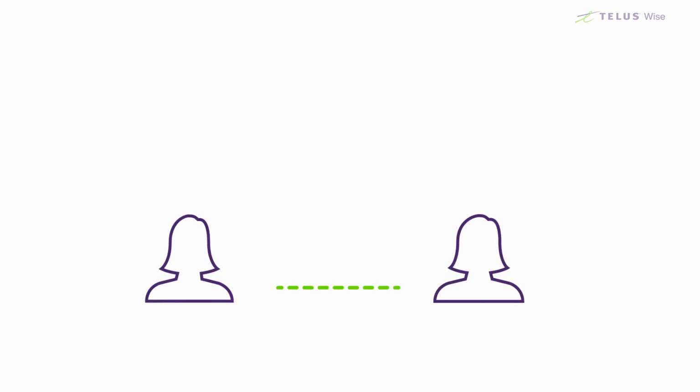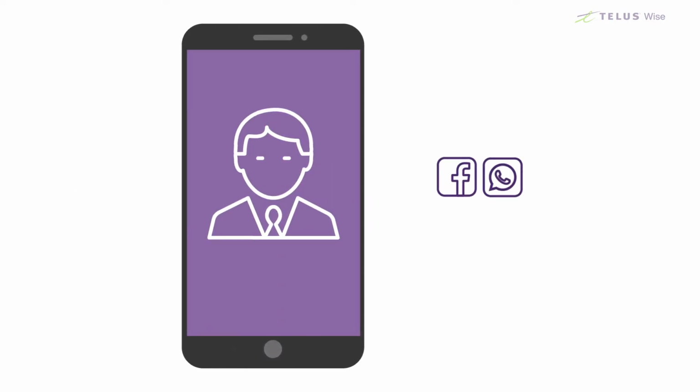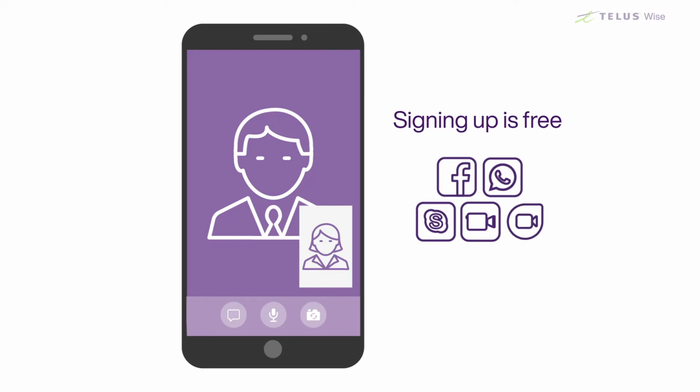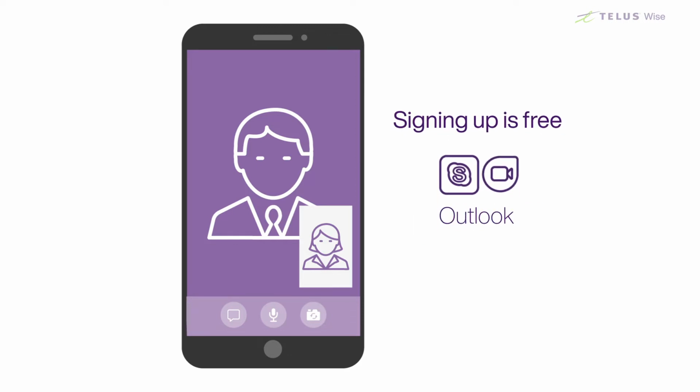The first lets two people or a small group connect and is more often used for personal reasons. Some social media apps like Facebook or WhatsApp let you make or receive video calls. And there are other apps that are made just for video calling, like Skype, FaceTime, and Google Duo. Signing up for an account is free, and you can use your Outlook or Gmail account to use Skype or Google Duo. You just need to call someone else who has the same app.